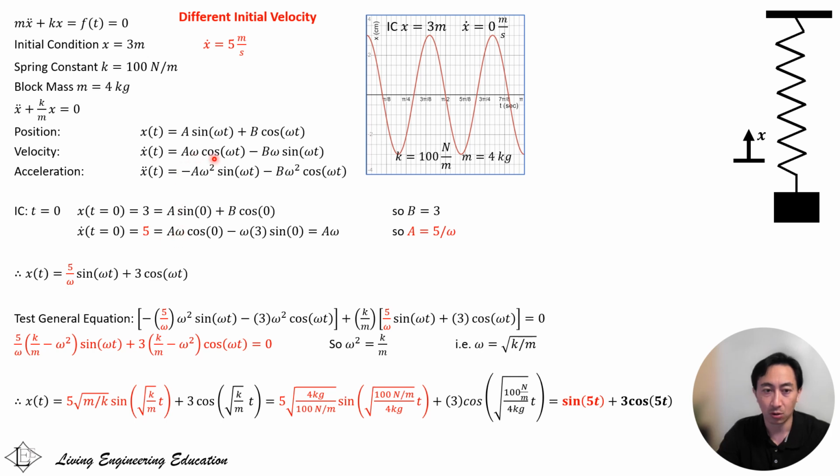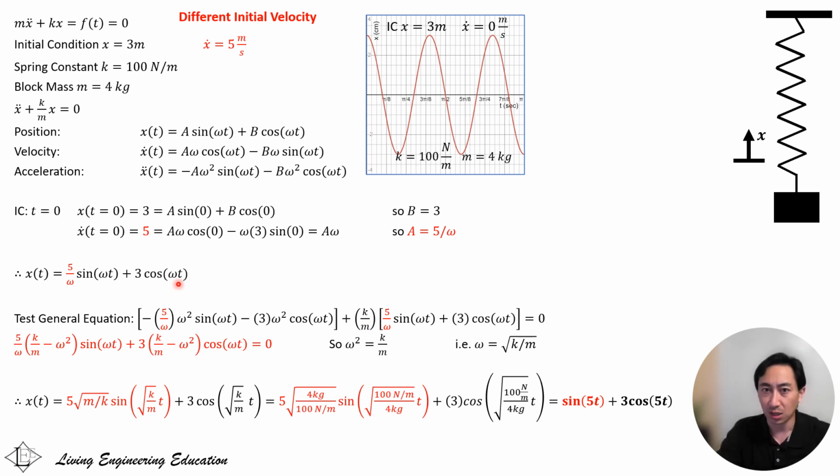So a omega cosine 0 minus b omega times sine of 0. So this term drops out, the sine term drops out, cosine 0 is 1, so a omega is equal to 5. I'm trying to solve for a, so I get a is equal to 5 over omega. Okay, so my general solution is 5 over omega sine omega t plus 3 cosine omega t, and I still need to solve for omega.